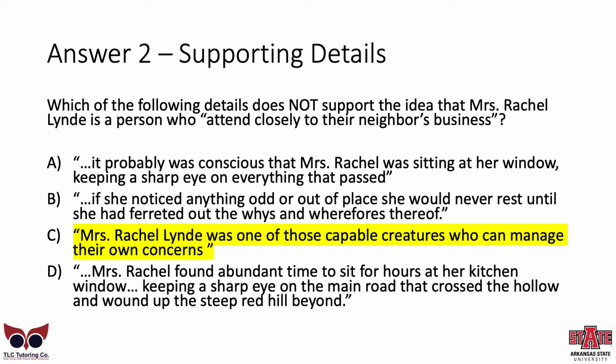The detail that does not support the idea that Mrs. Rachel Lynde is a person who attended closely to her neighbor's business says that Mrs. Rachel Lynde was one of those capable creatures who can manage their own concerns. You'll notice that options A, B, and D all refer to her concern with others. Option C refers to her ability to manage her own concerns.